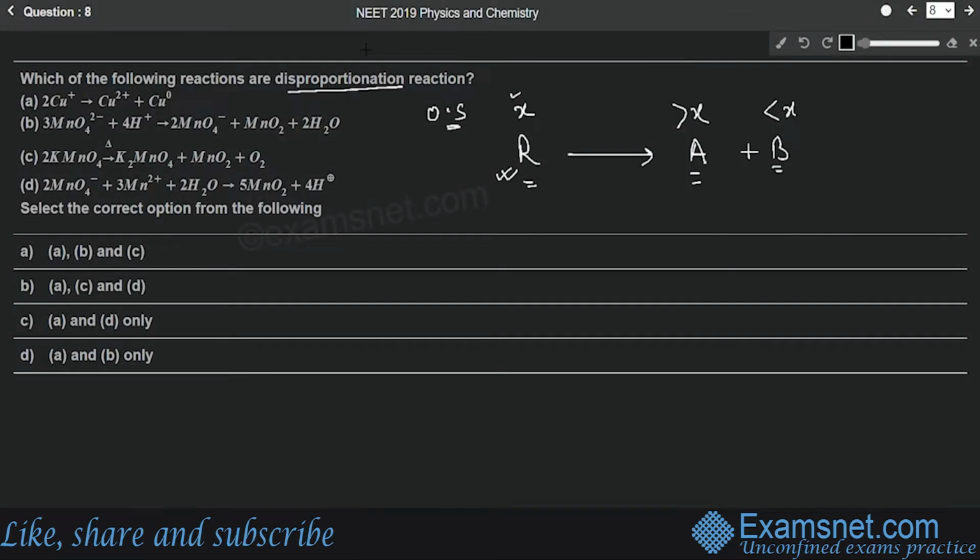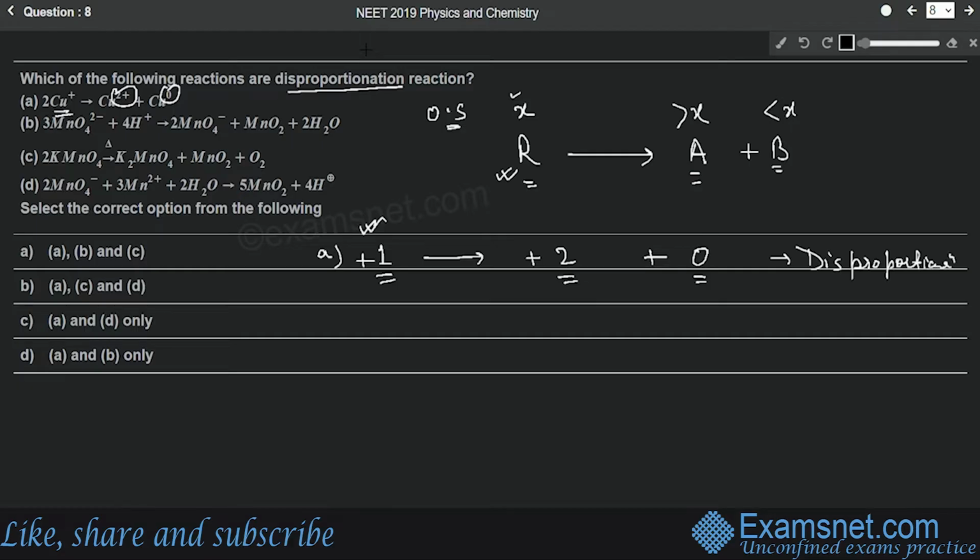For example, look at the first one. Here we can see that the oxidation state of copper on the reactant side is +1. Now after the reaction we get +2 and 0. So the oxidation state of copper in one of the products is +2 and in the other it is 0. So we can see that on the reactant side it is intermediate between +2 and 0. So this is an example of a disproportionation reaction. Got it?